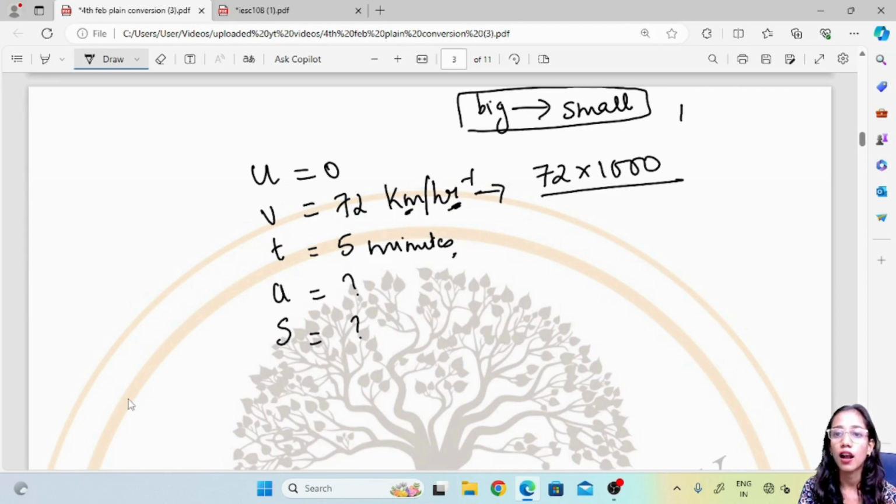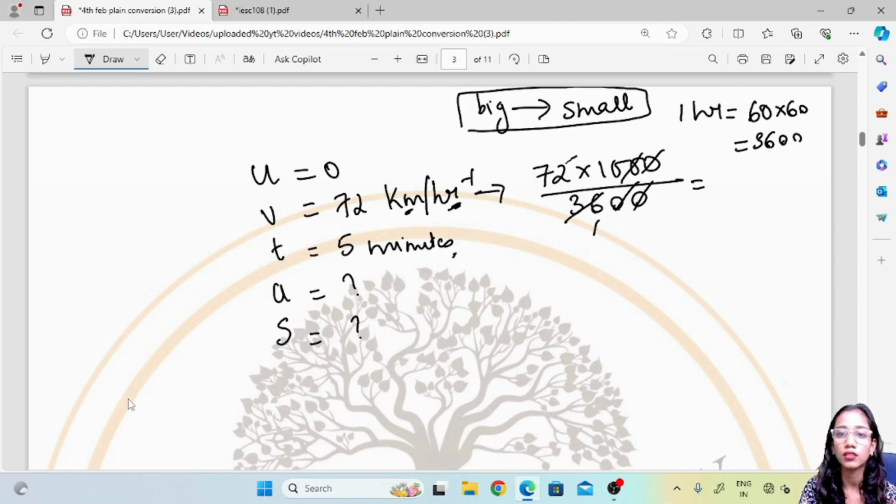And 1 hour is 60 minutes, and if you have to convert to seconds, then multiply another 60. So this is 3600 seconds. After solving, we will get the answer 20 meter per second. So the final velocity will be 20 meter per second.